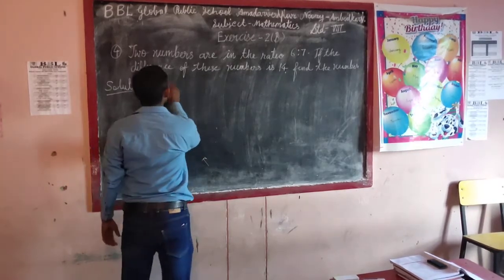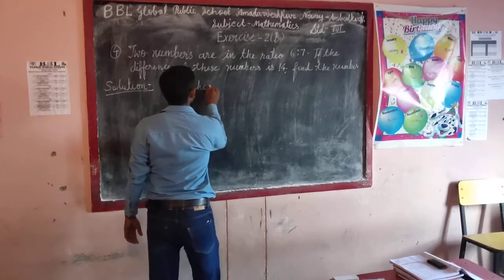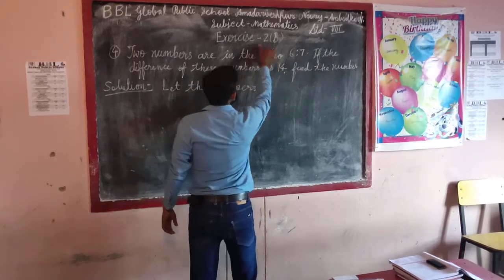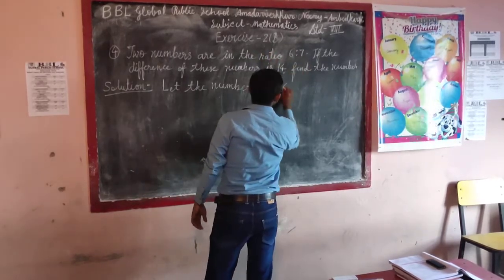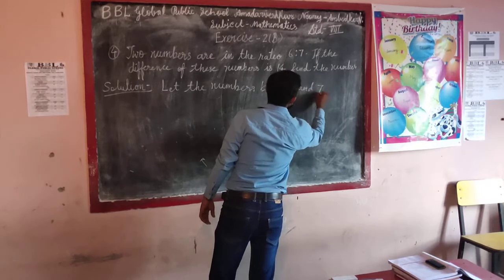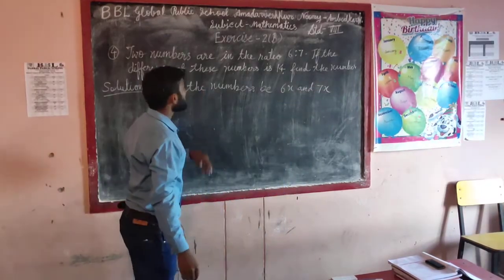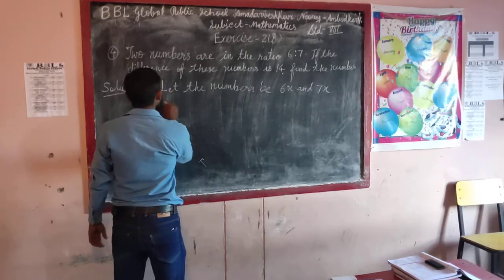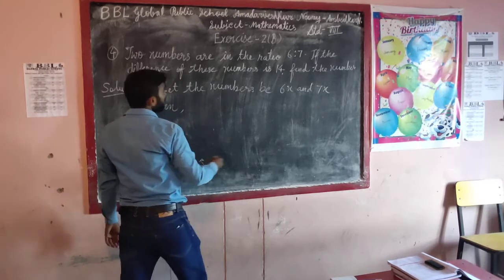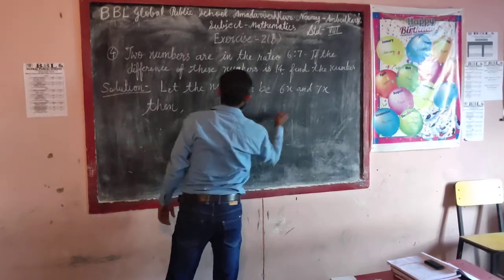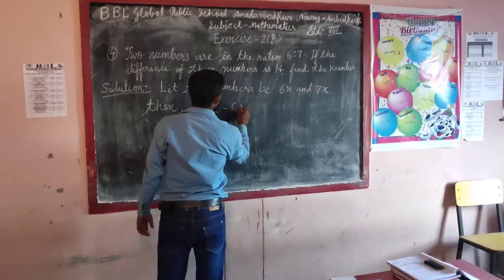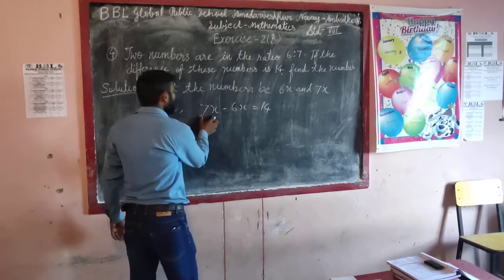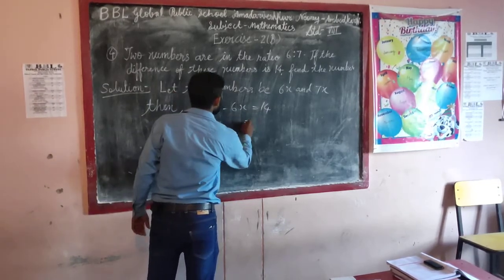Solution. Let the numbers be 6x and 7x. Then according to the question, their difference is 14. That means 7x minus 6x is equal to 14. We solve this linear equation. 7x minus 6x is equal to x, so x is equal to 14.